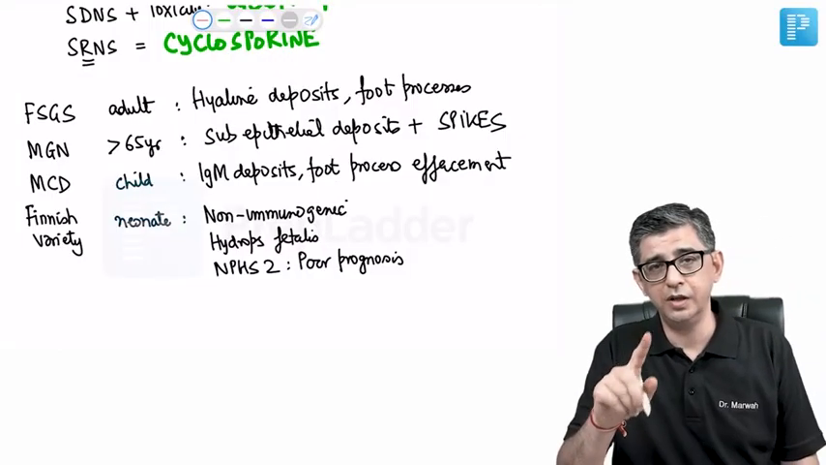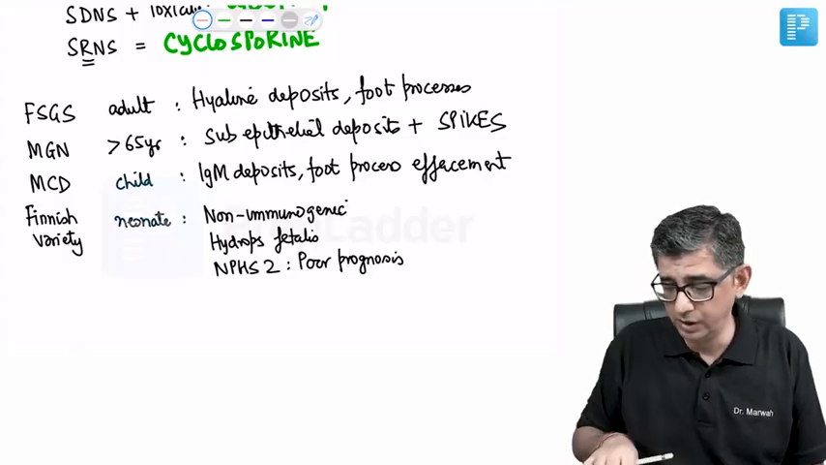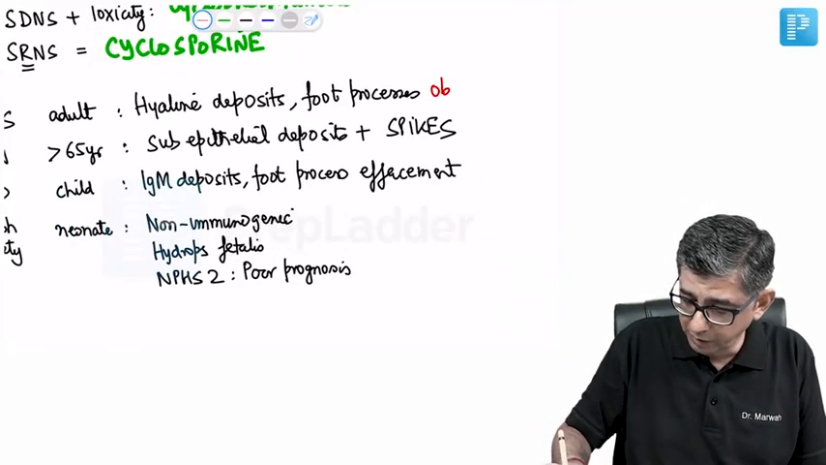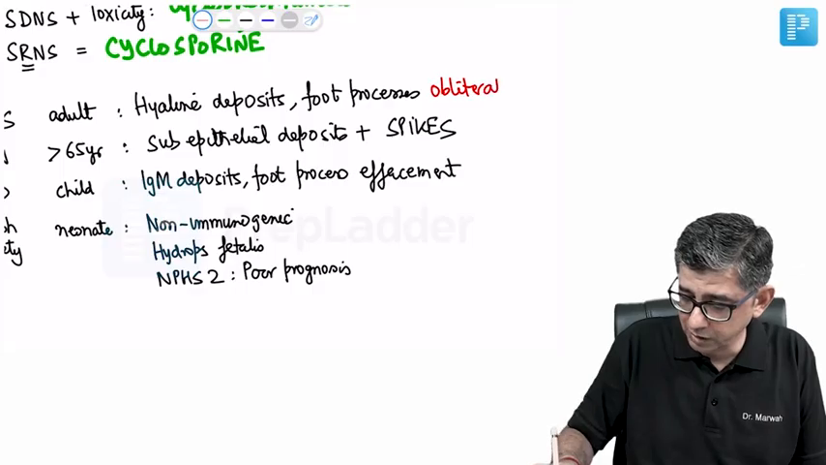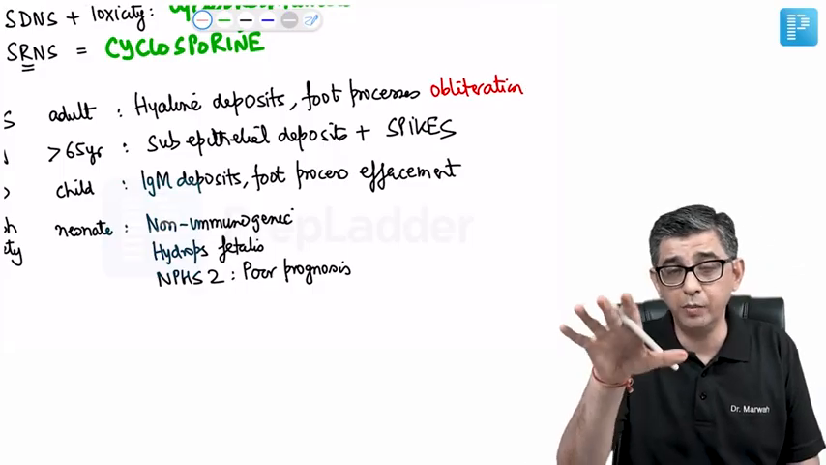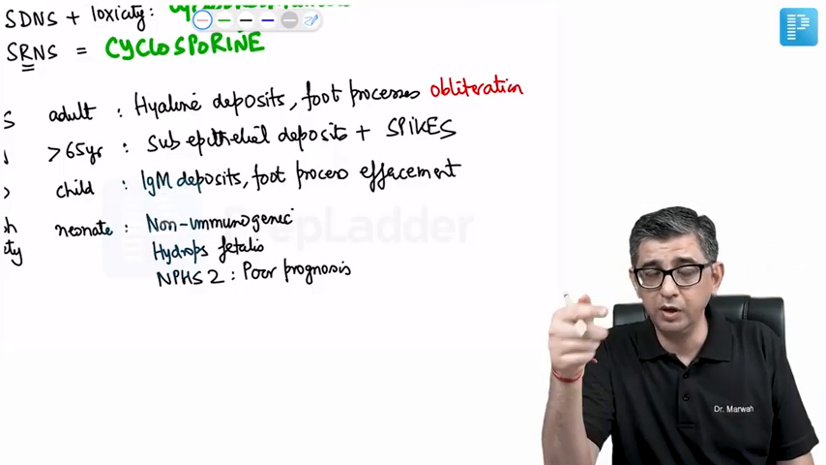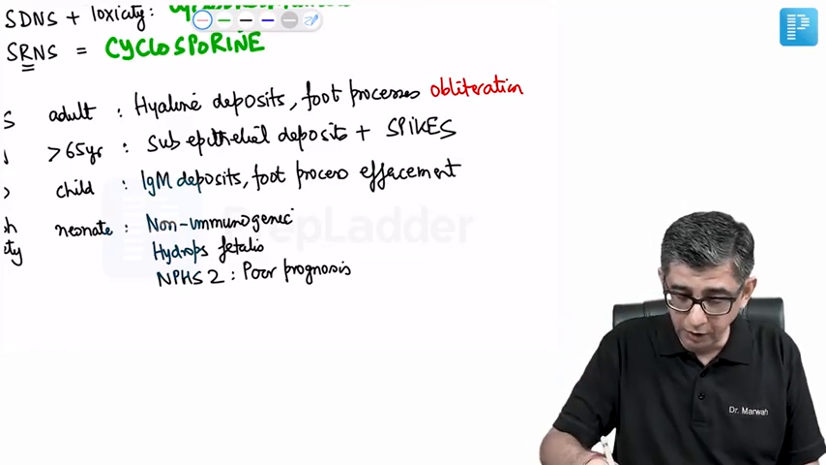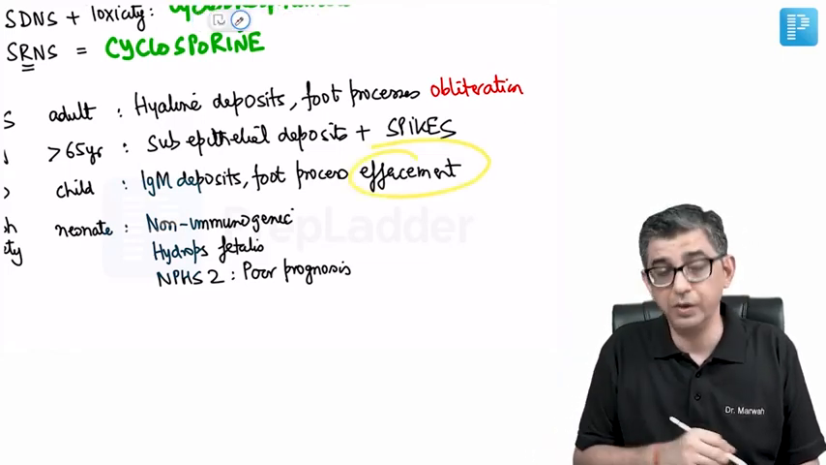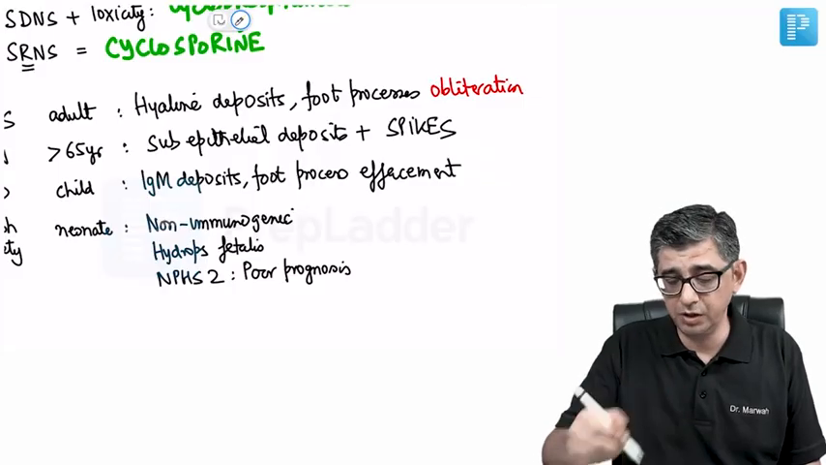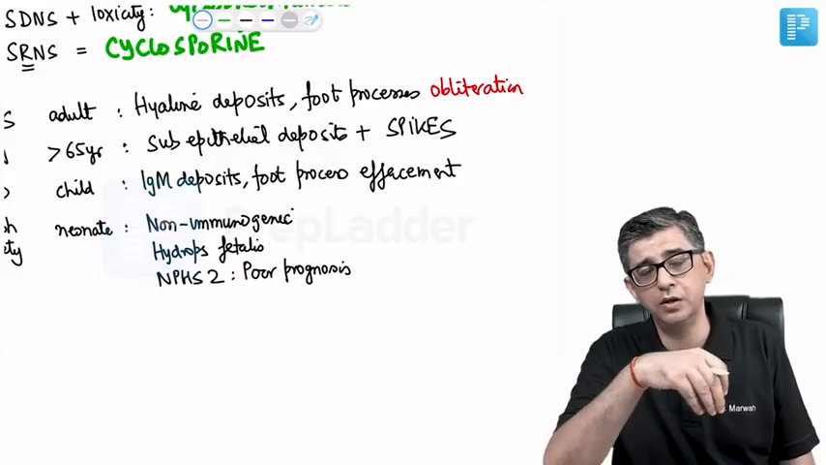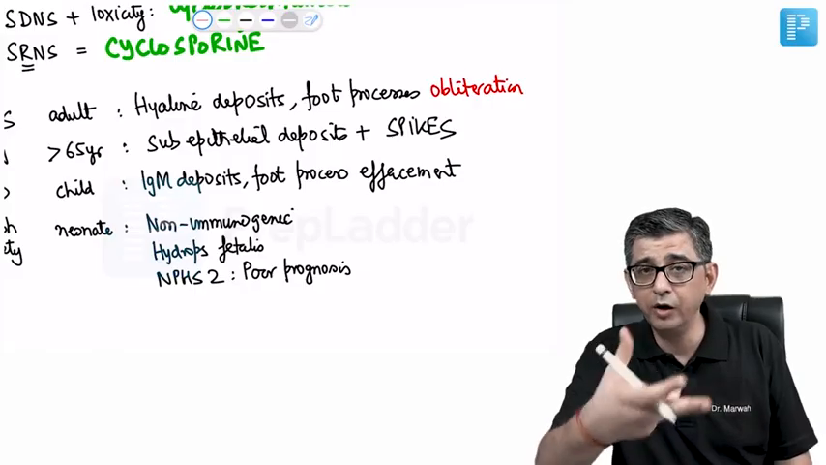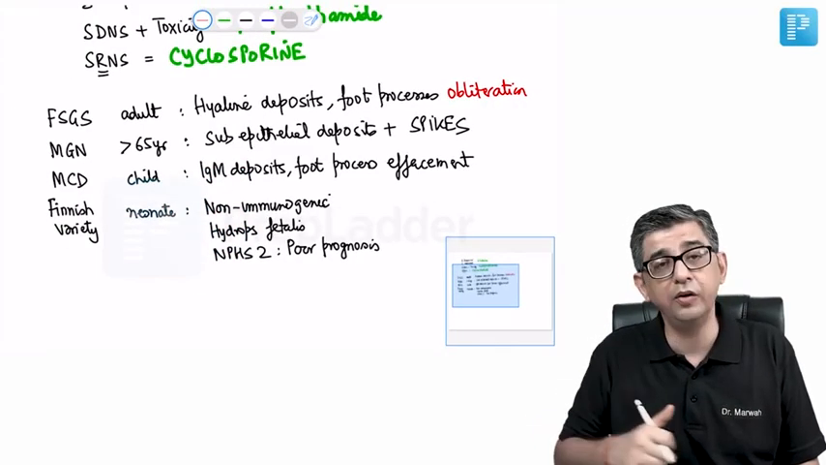Lots of times these changes in the foot processes might be written as effacement as well. So effacement is common between the two, but one word that will be different is obliteration. In minimal change disease, I'm saying only effacement. But with FSGS, I'm saying effacement and even obliteration, or he might say vacuolization, or he might say detachment. I did not use the word detachment for the earlier scenario.